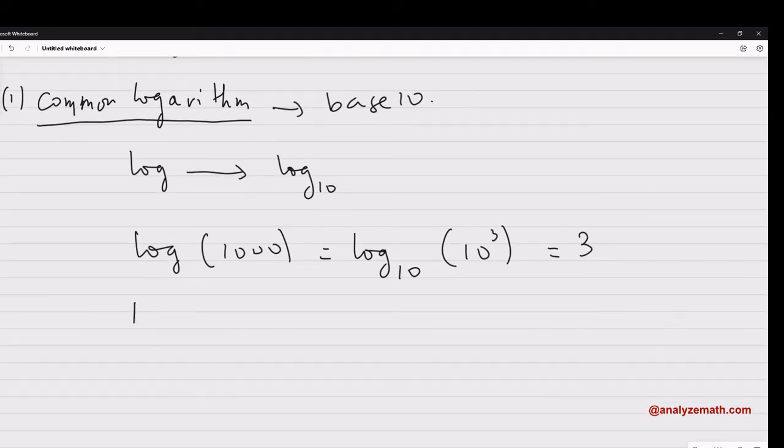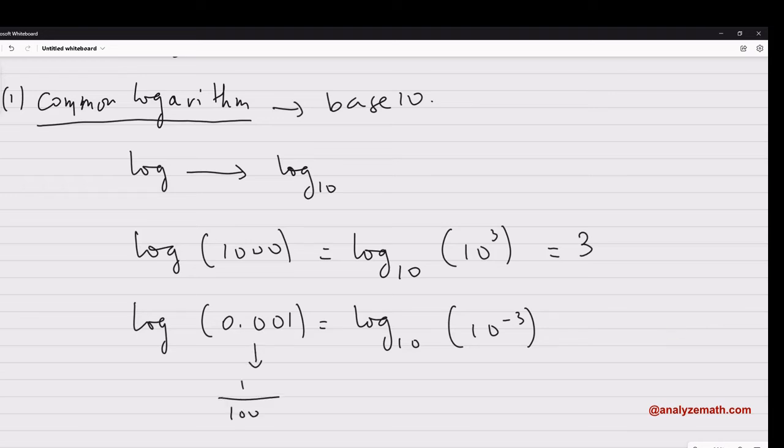Another example, log 0.001 equals, there is no base, so it must be base 10. This is 10 to the power minus 3. It's 1 over 1000, which is equal to 1 over 10 to the power 3. So all this simplifies to negative 3.